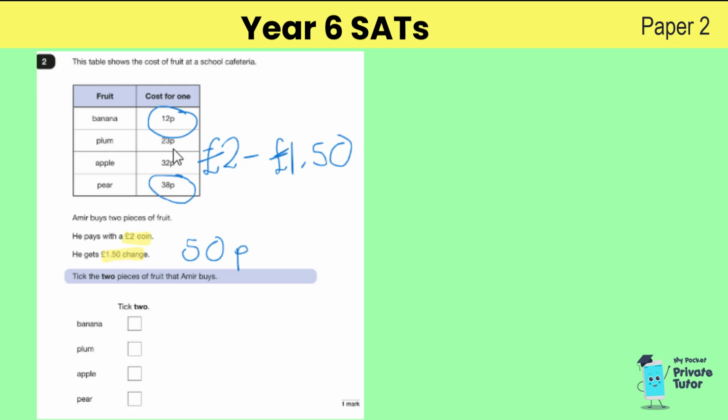If you had started with plum, for example, a plum is 23p, then I could say, okay, well 27p would make the 50. There's no fruits for 27. If I looked at the apple, 32p, I'd need another fruit for 18p. Okay, so it just depends how you would start. I would start systematically at the first one, and it just so happens that that is the right one. So it's banana and it's pear.